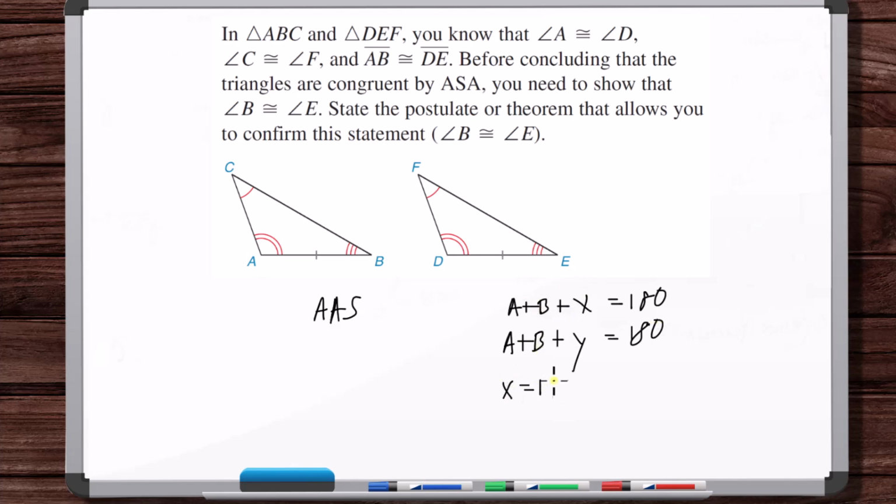X is equal to 180 minus A minus B. Y is equal to 180 minus A minus B. So either from angle side, showing that the two triangles are congruent, so everything's congruent, or just from the fact that if we found that two angles of two separate triangles are congruent, then that means the third angle must be congruent as well. We can confirm the statement that angle B is congruent to angle E.